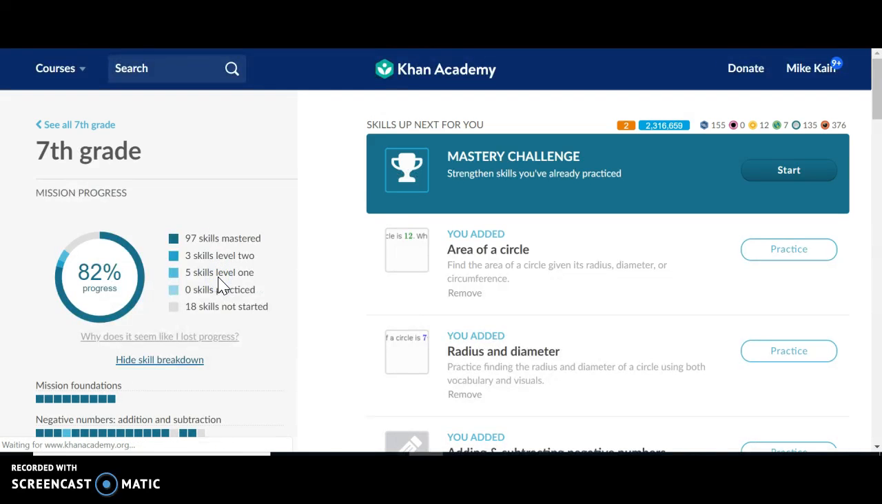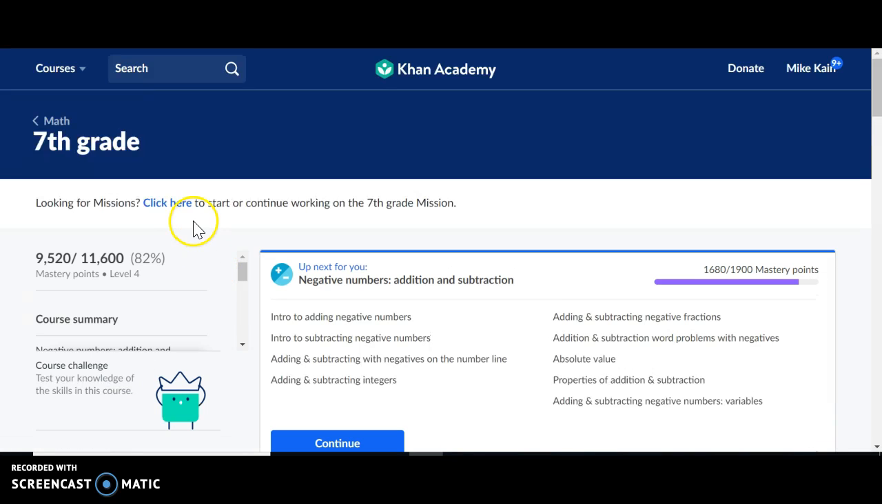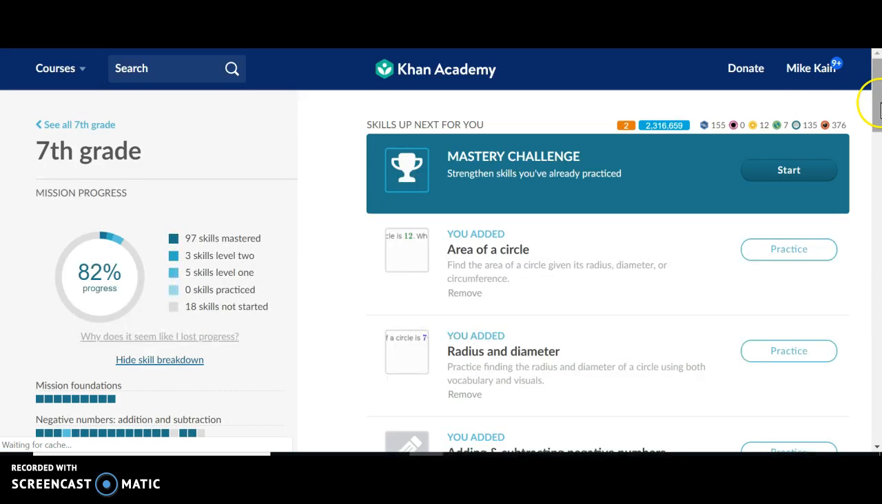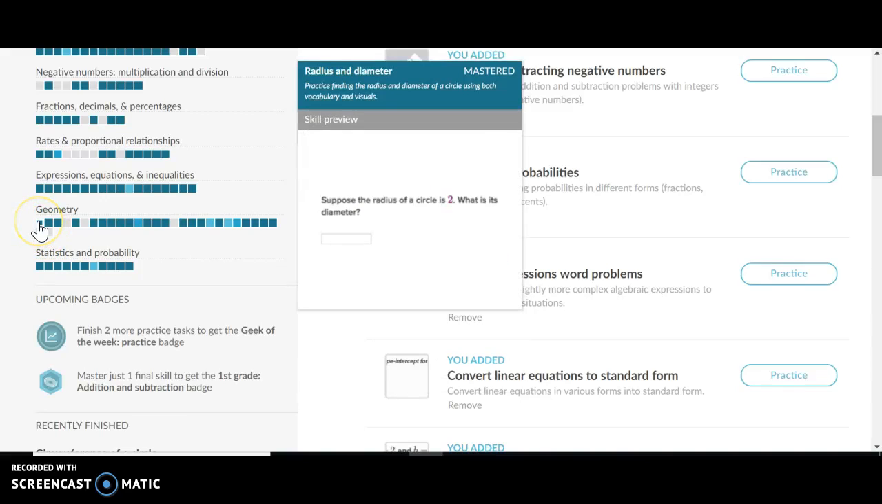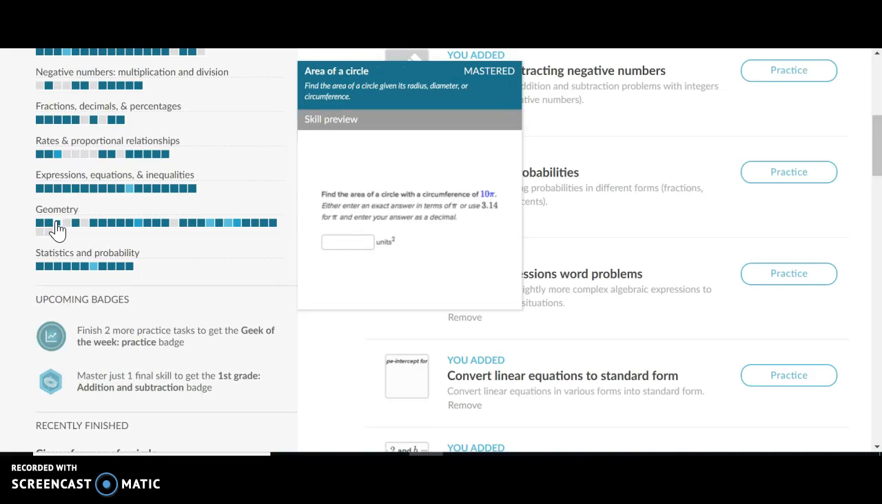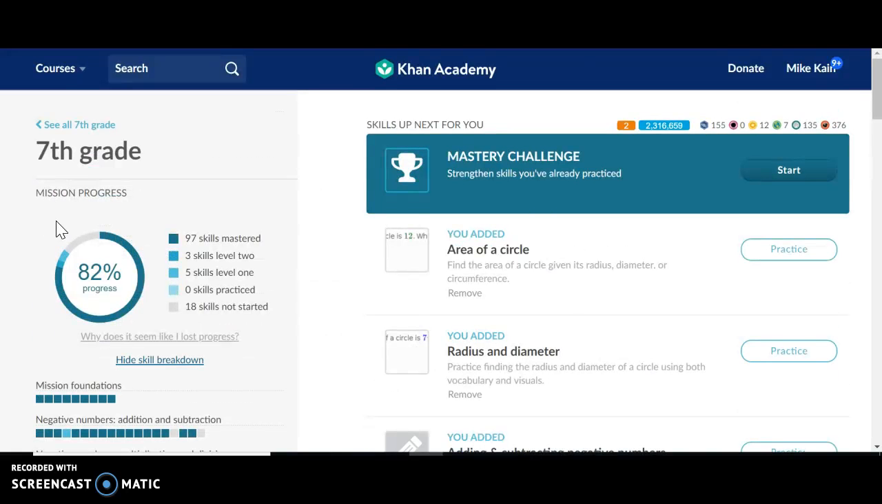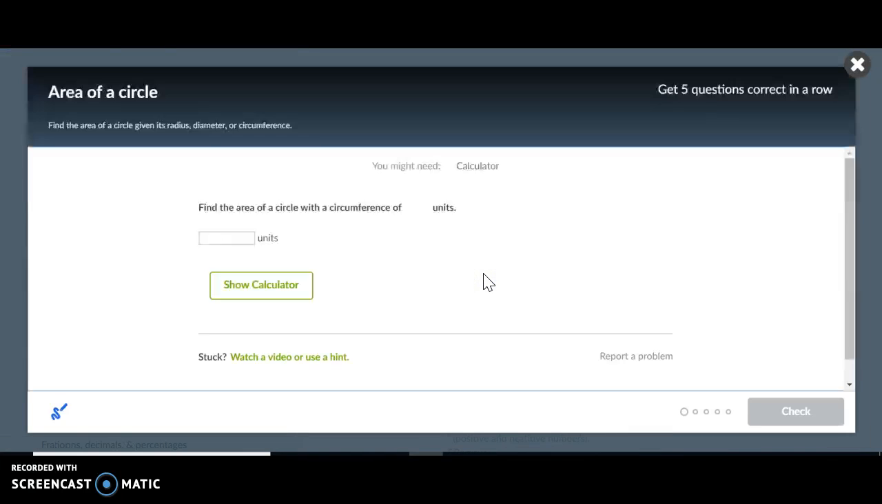We are working on the 7th grade program, and for today's lesson, we are going to be working on the area of a circle. So as always, let's click our 7th grade mission, scroll all the way down where you see geometry. This is where we're working. We completed radius and diameter, we completed circumference of a circle, and now we are working on area of a circle. Give that a click, brings it right to the top, and let's get started today.